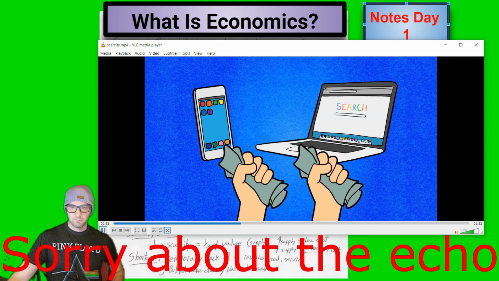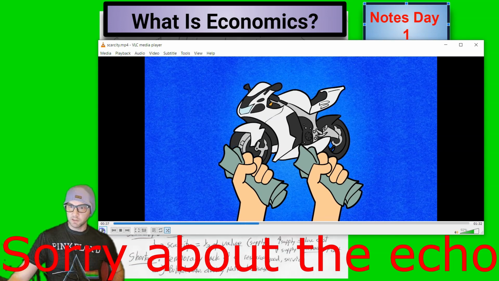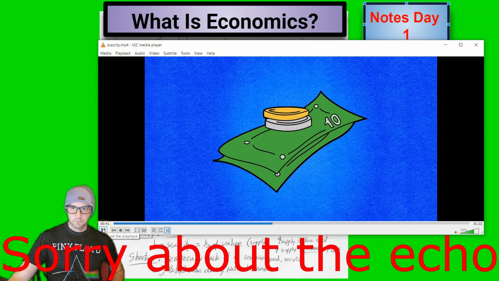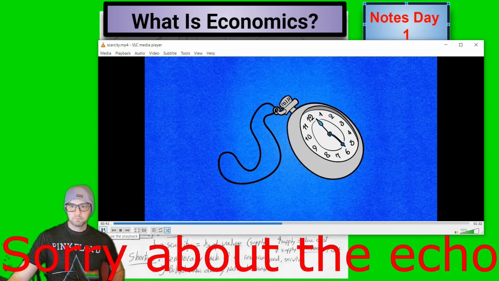Even if you have enough money to buy both, you'll still have to choose between buying those things or buying other stuff. Unless you have enough money for a motorbike. What I'm trying to say is that you can never have enough money, which makes it a scarce resource. Time is another scarce resource.